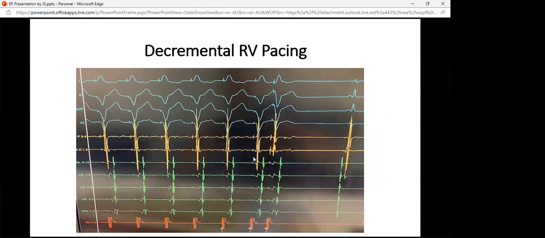The next thing I ask myself is, is it decremental? Is the extra beat here that you can see at the bottom, every time I pace it, does this V to A time get longer? Now, unfortunately, I couldn't show you that last bit, it cut off a little bit there. Okay, I'll go back. Thank you.